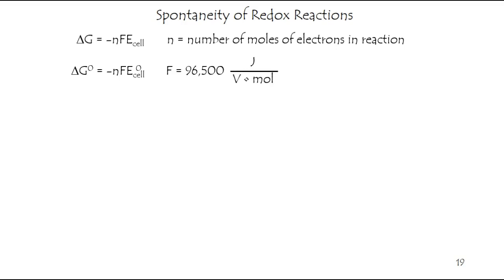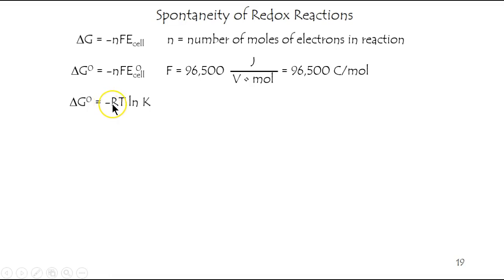The Faraday constant is defined as 96,500 joules per volt mole, and since a coulomb is a joule per volt, that's equal to 96,500 coulombs per mole. We have another way of calculating standard free energy, which we've used before.